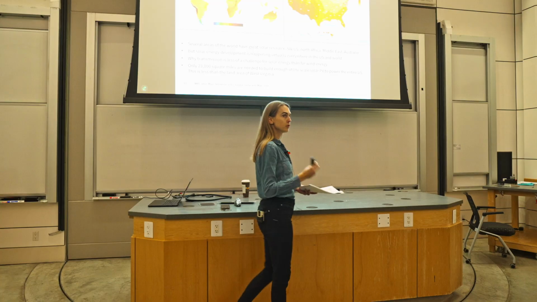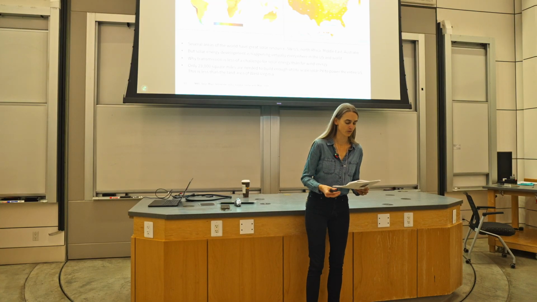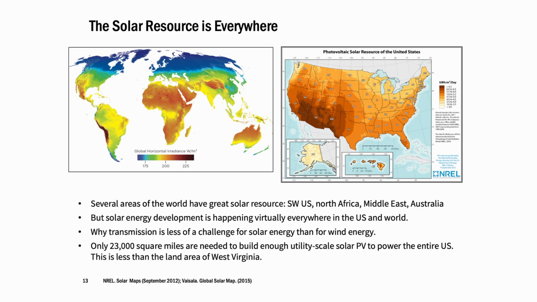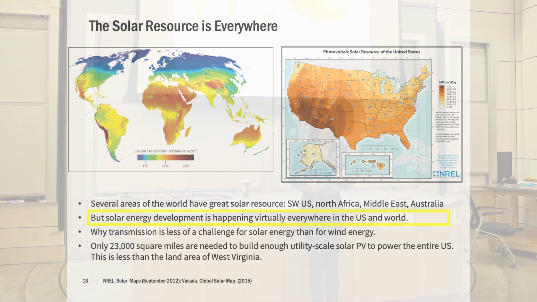All right, so let's talk about the solar resource and how we characterize the solar resource. The solar resource, it's pretty much everywhere, right? Everywhere that the sun shines. And there are certain areas like in Australia, particularly Northern Australia, or the southwestern US that have more solar resource than others, but generally it's economically viable to develop the solar PV resource almost everywhere.